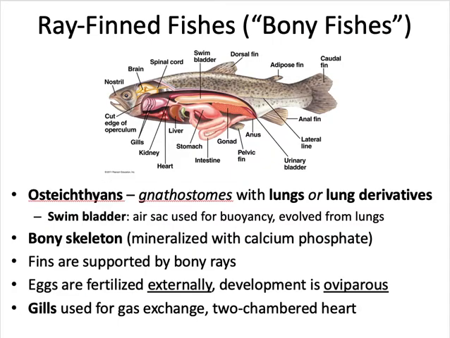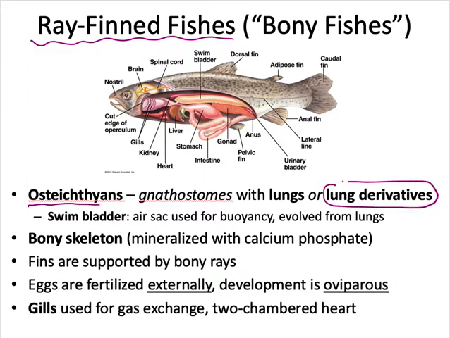Okay, we're going to be moving on to the Osteichthyans. And the first group of Osteichthyans are the ray-finned fishes. And so I'm going to attempt to draw one of these fins here because this is going to be a notable feature that distinguishes these fish, or the common fishes, from the lobed fin fishes. So the ray fin fishes are osteichthyans, which means they're gnathostomes that have a lung or a lung derivative.